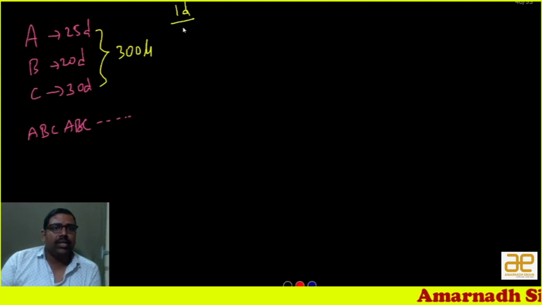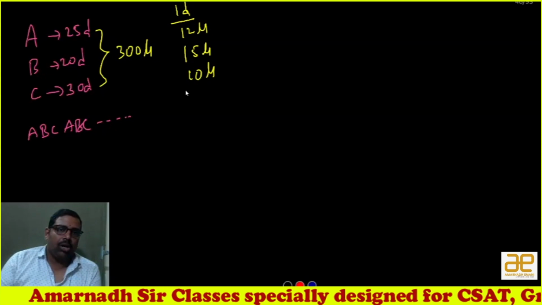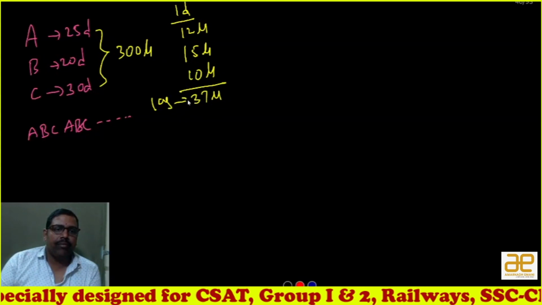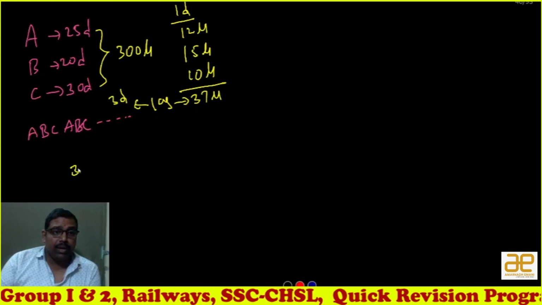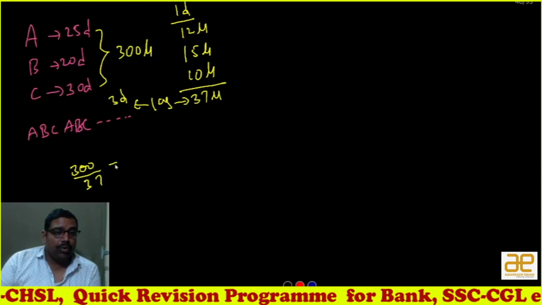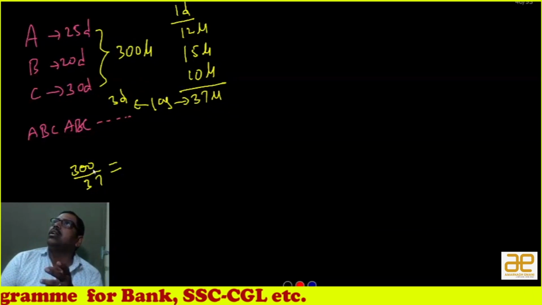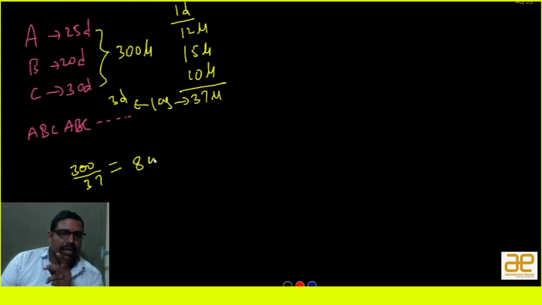One day A completes 12 units, B completes 15 units, C completes 10 units. Okay, all together 37 units. This is one cycle. One cycle means how many days? 3 days. Total 300 units need to be completed. So 300 by 37. 37 6s are 222, that much is not there. 37 9s are too many. So 37 8s, so 8 cycles.